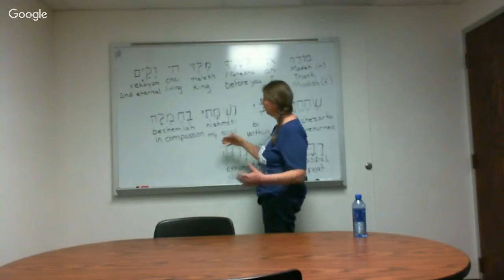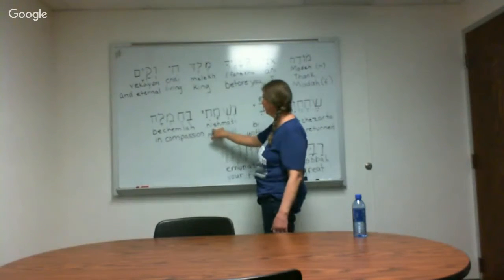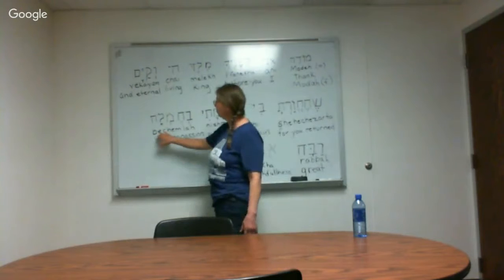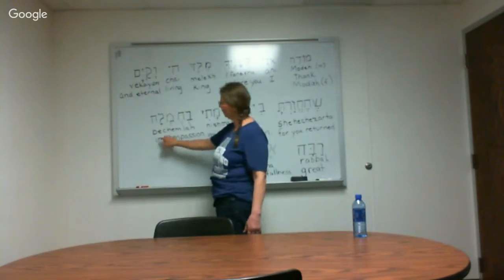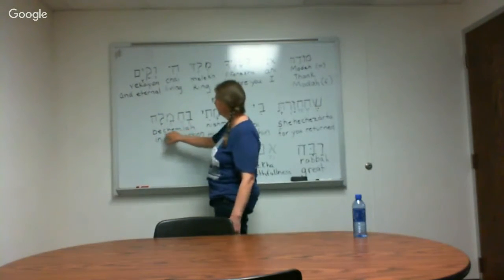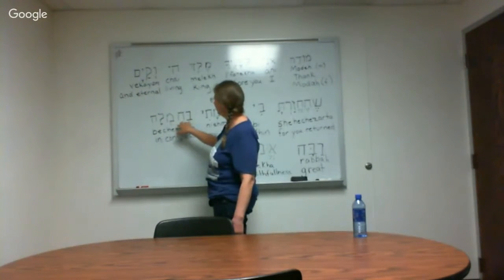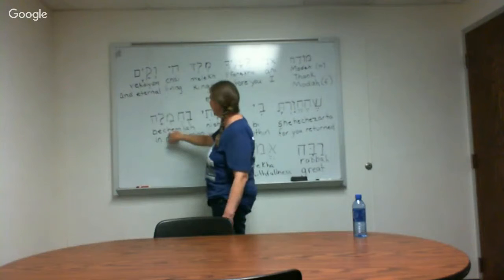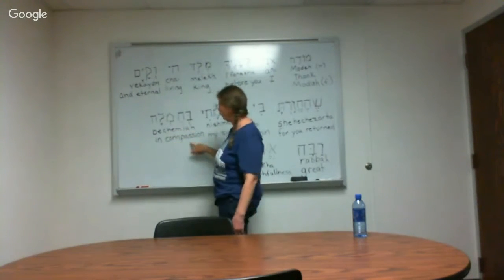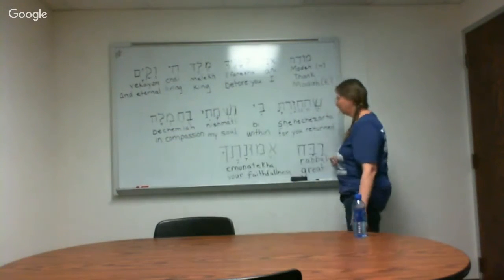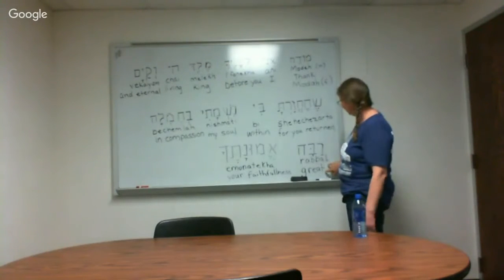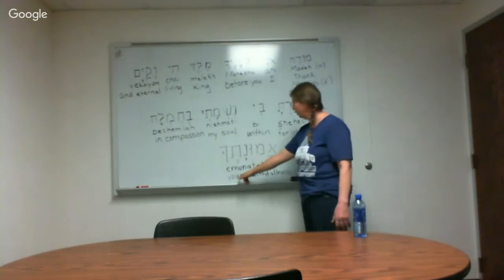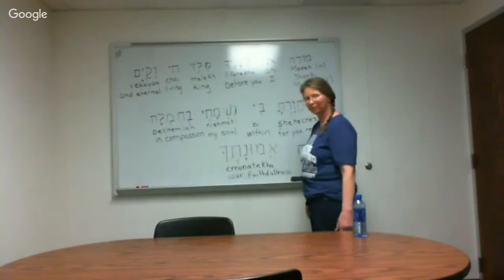Nefesh is your soul, okay? So this is related to nefesh. Nishmati, my soul. Ba, there's our in again. B'chenla. In that ha, there's that same letter, just like in chai. B'chenla, in compassion. Rabbah, great. Emunatecha is your faithfulness.